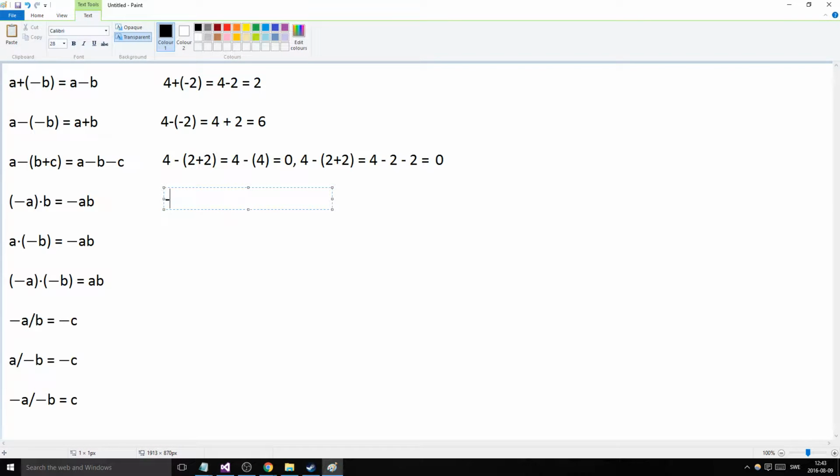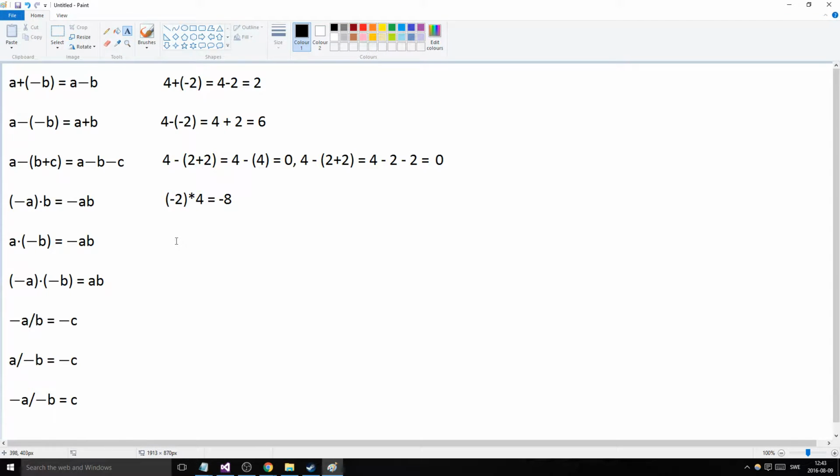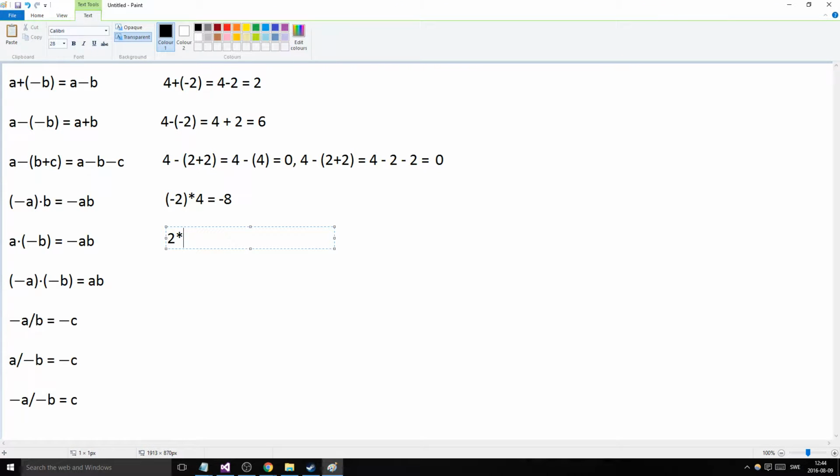Then we have the multiplication part of it. So if we multiply a negative with a positive, what are we going to get here? Well, every time you multiply something negative with something positive, you're always going to get something negative. So the product is always going to be something negative. So the product here would be minus 8. And the same thing here, if the other side were 2 multiplied by minus 4, would also give you minus 8 as the product.